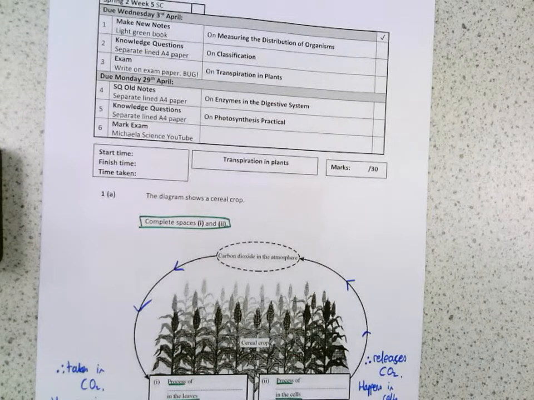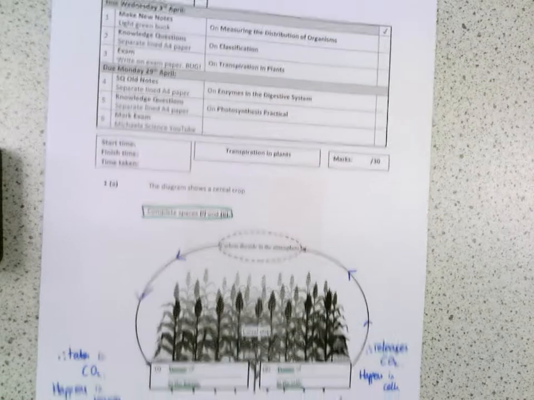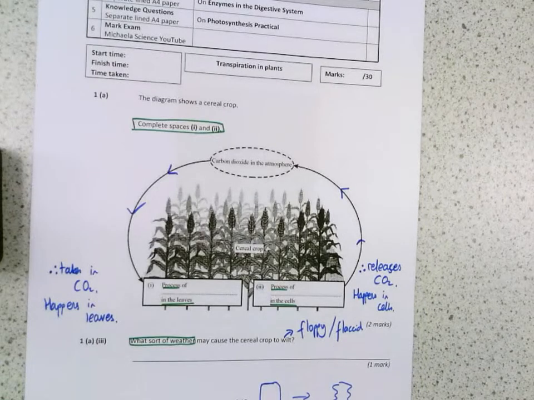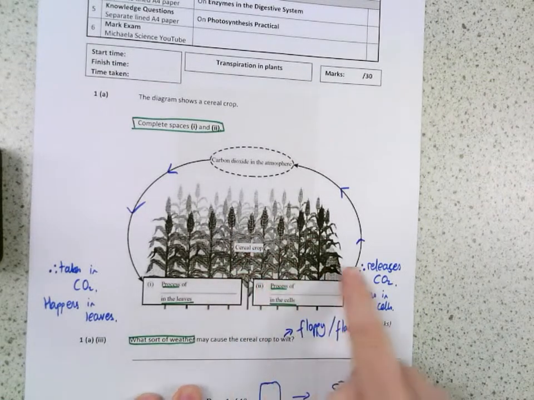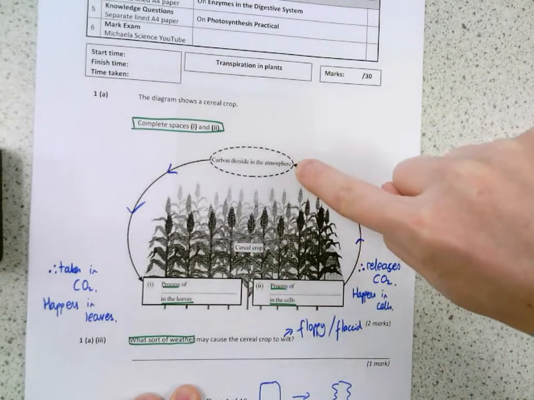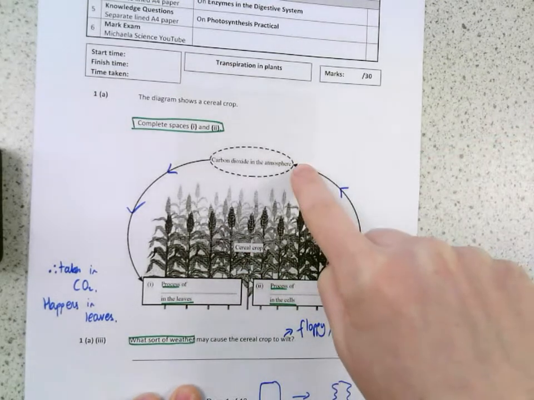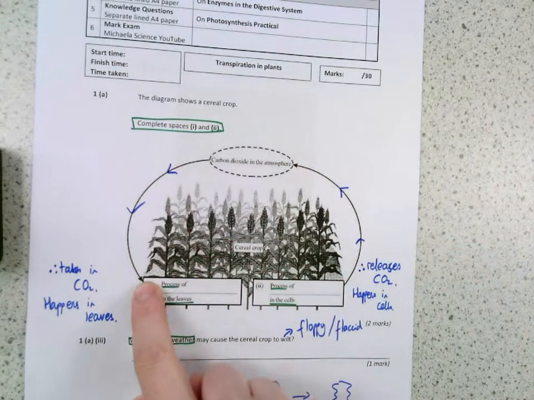Okay, question 1a. I've got a cereal crop, complete spaces I and II. So look at our diagram first of all. Here's our cereal crop. What's happening now? I've put some extra blue arrows on here just to help you visualise this. So we've got one arrow coming up there and the other arrow going in here.